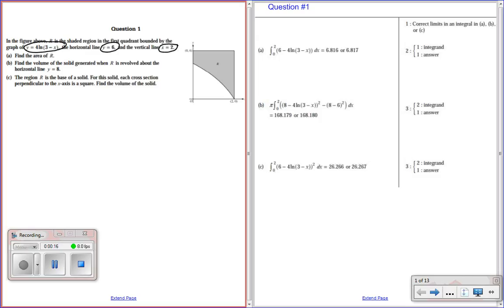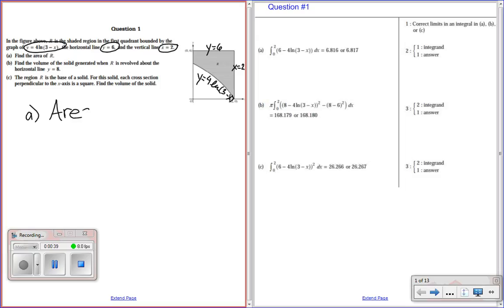We know that we have y equals 4 times the natural log of 3 minus x. I'm going to label my graph accordingly so I don't get confused. And then we've got up here at 6, y equals 6, and x equals 2. Okay, now everything's clearly labeled. So part A says find the area of R.